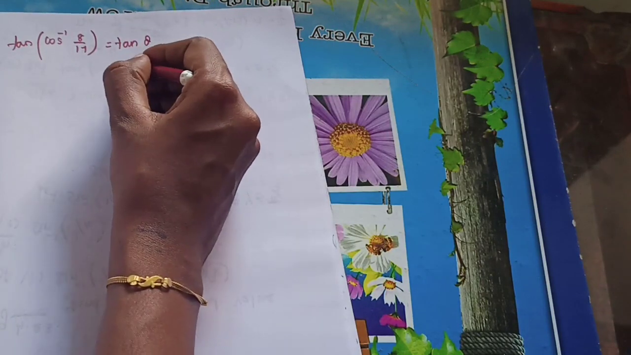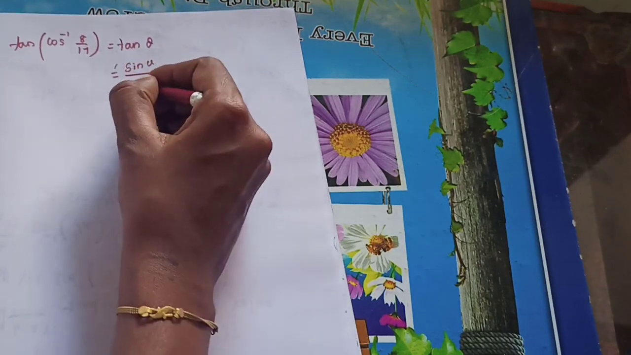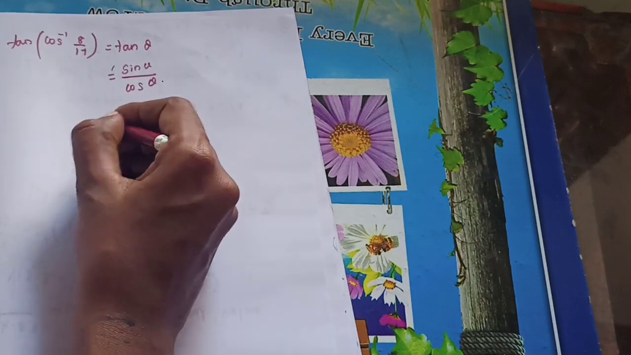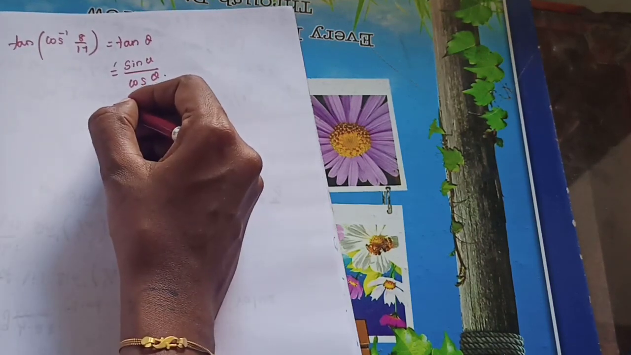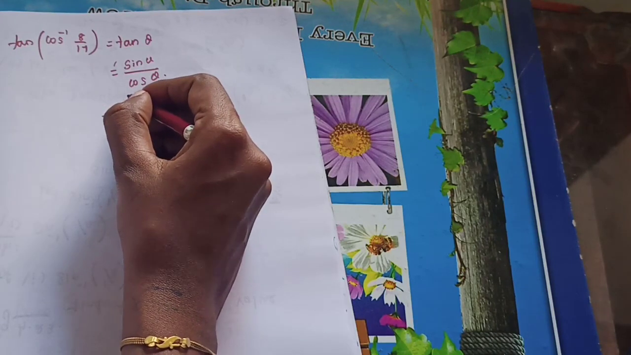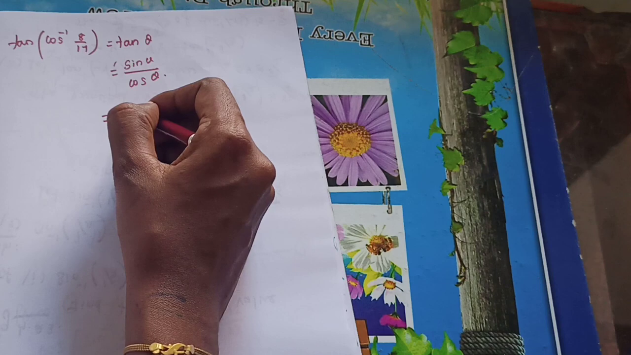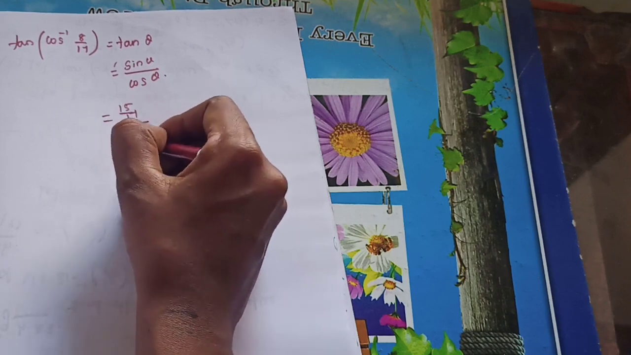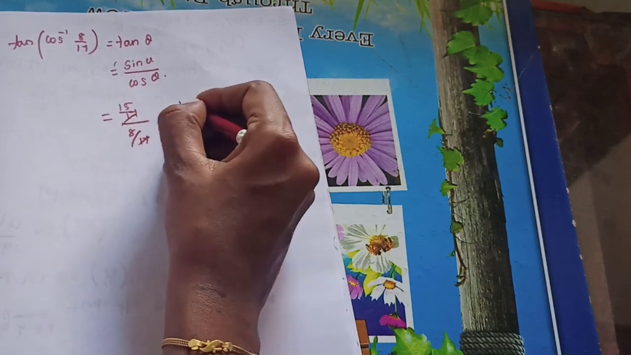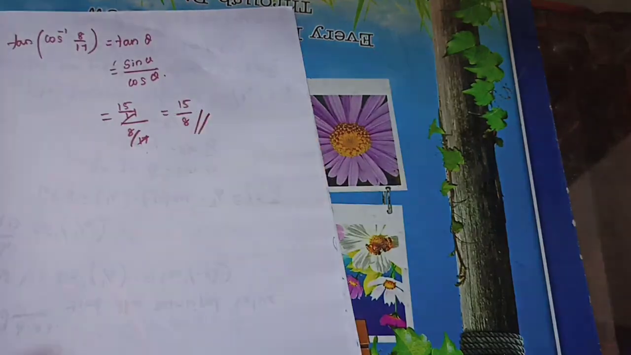Tan theta means what's the formula? Sin theta by cos theta. So what's the value for sin theta? We have found it already. Sin theta, what's the value? 15 by 17. What's the value for cos theta? 8 by 17. So it will get cancelled. What's the answer? 15 by 8. This is the required answer.